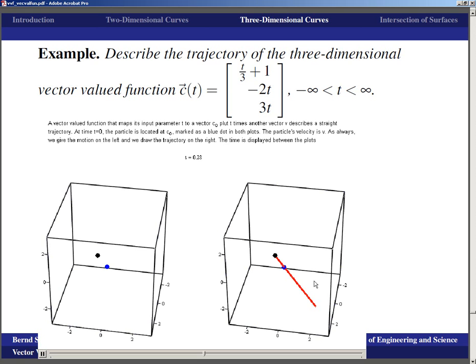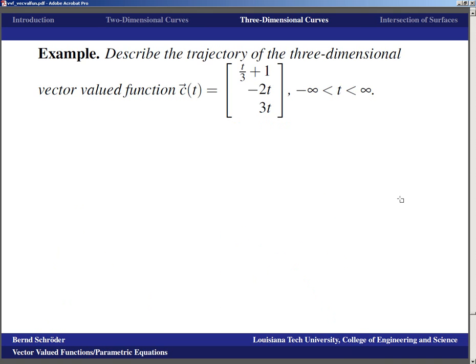And, well, here is the trajectory that is being described. Your z-coordinate increases rather rapidly. Your x-coordinate comes towards you, doesn't increase that much because it goes with t-thirds. So this is something that slightly tilts towards you and to the left, if you want to put that as a three-dimensional image into your mind. Okay.